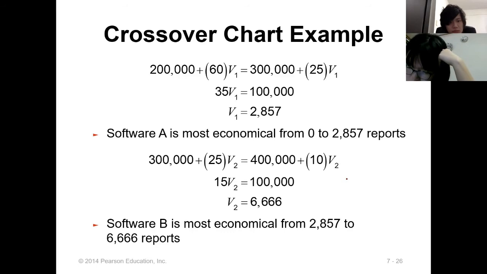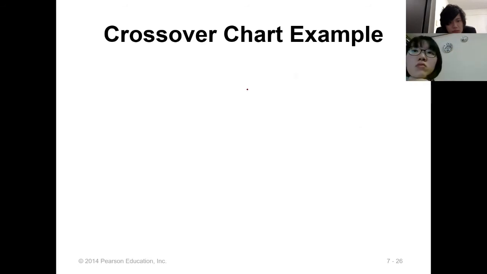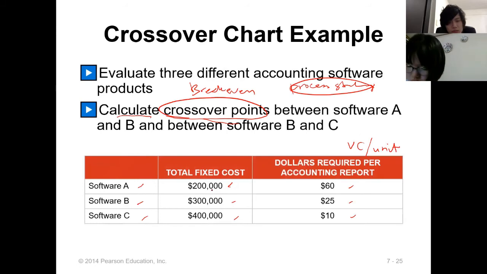So how do we do that? We just equate both. The total cost for A is 200,000 plus 600 times some volume, say X. So 200,000 plus 600X. The total cost for B is 300,000 plus 25X. That's the total cost. Total cost for A is 200,000 plus 600X, and total cost for B is 300,000 plus 25X, and so on.